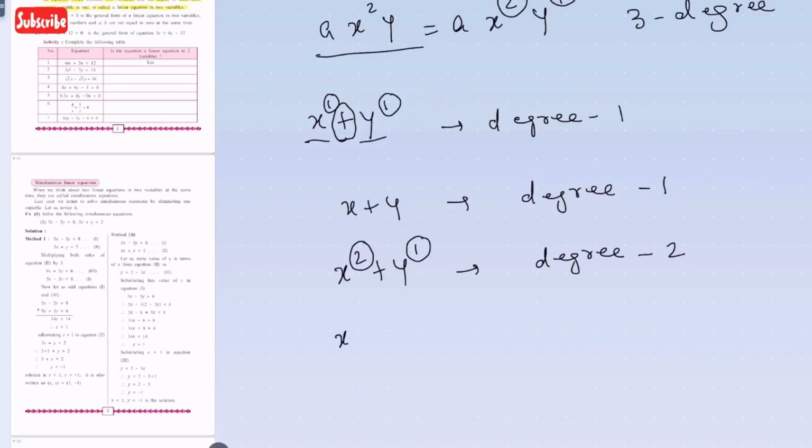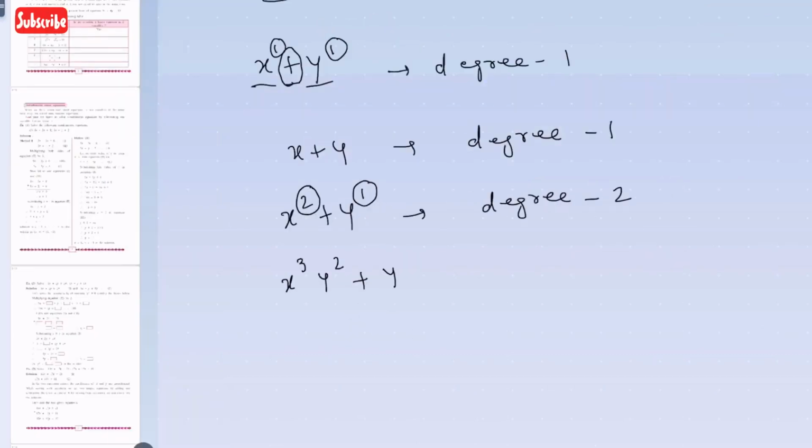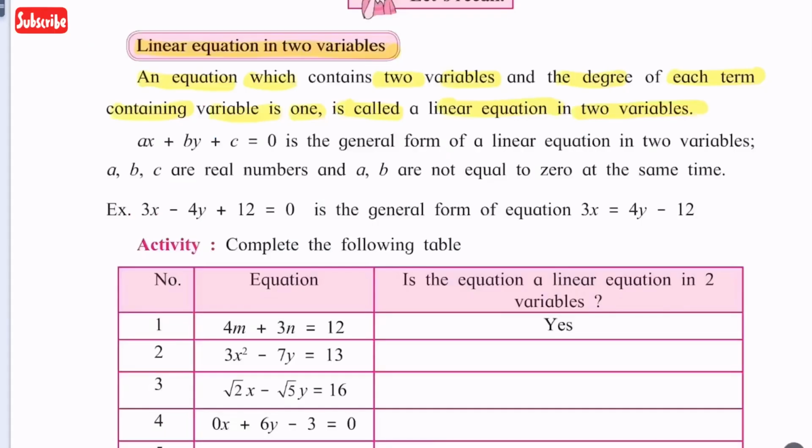Similarly, if we write x cube into y square plus y, what is the degree? The index of x is 3, of y is 2. If there is a multiplication, we have to add the indices. 3 plus 2 is 5. The index of y is 1. So who is maximum? 5 is maximum. So the degree of x cube y square plus y is 5.